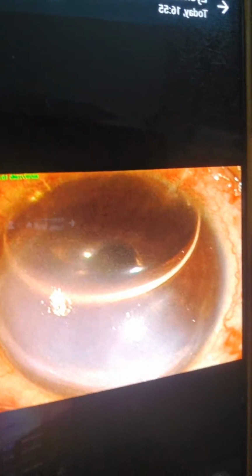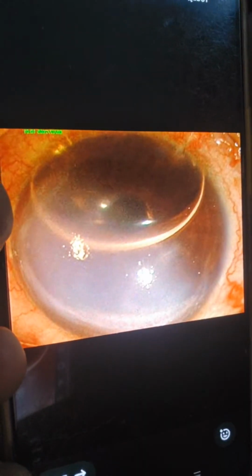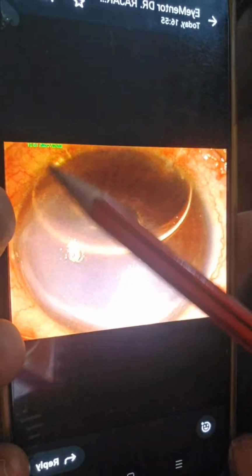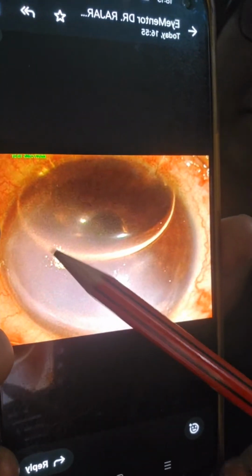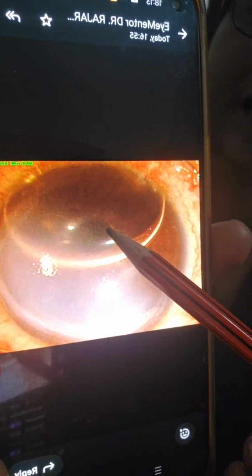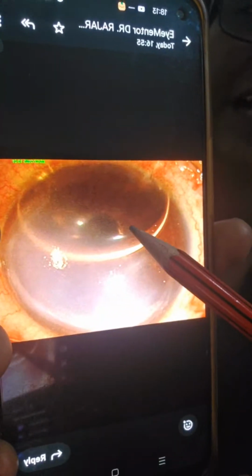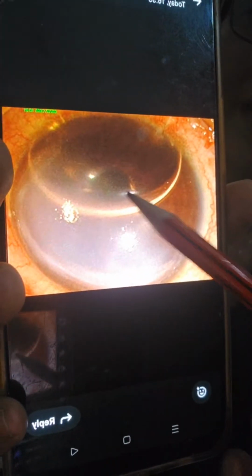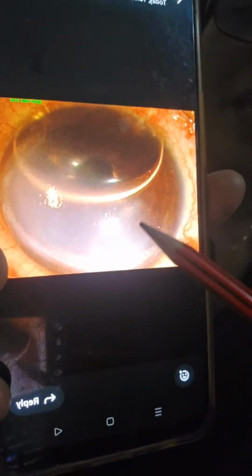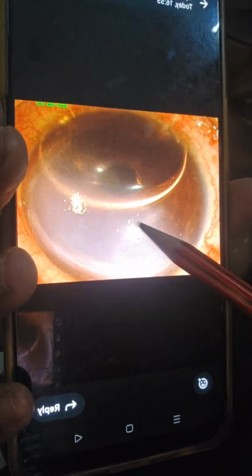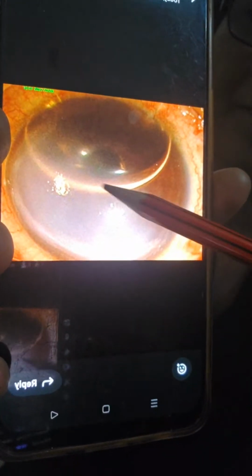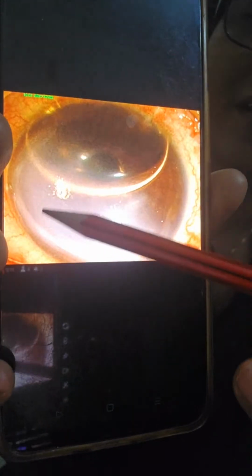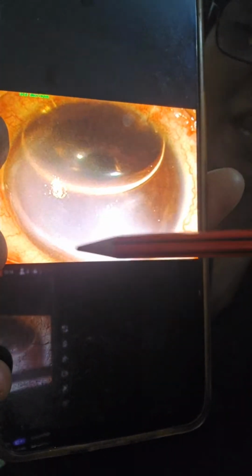This image came in May INICET, that is why I'm giving it here. You can see an air bubble, a gas bubble in the anterior chamber. That means it is intracameral. Anything in the anterior chamber is called intracameral. Here I can also see the cornea is edematous in the inferior area, typical inferior paracentral area. There's a lot of corneal edema.